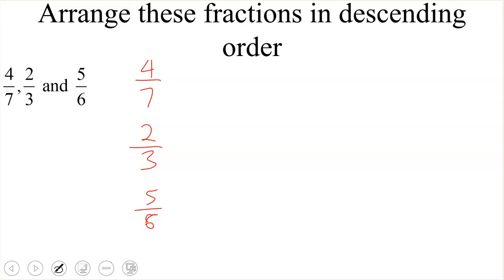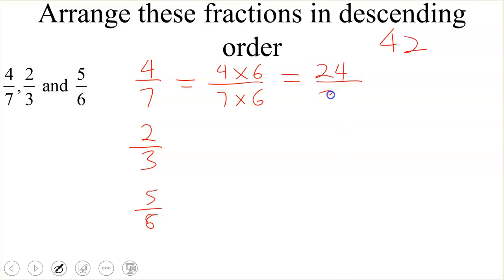Right. So once again, the question is, what is the LCM for 7, 3, and 6? The LCM will give you 42. So if it is 42, then the question is, 7 times what will give me 42? 7 times 6 will give me 42. Then the same thing will be multiplied here, and that will give me 24 over 42, right?